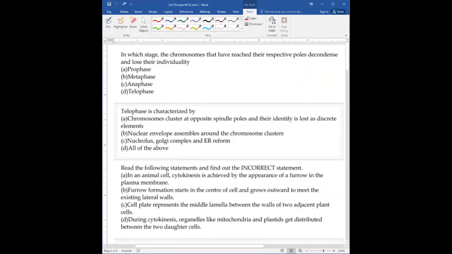Okay, so guys, once again, let's move ahead. I want an answer from Rishik. Rishik, in which stage have chromosomes reached their respective poles, decondensed and lost their individuality? So tell me. Very nice, those who have messaged. Yes, guys, what are we talking about? Yes, it is going to be your telophase, guys.